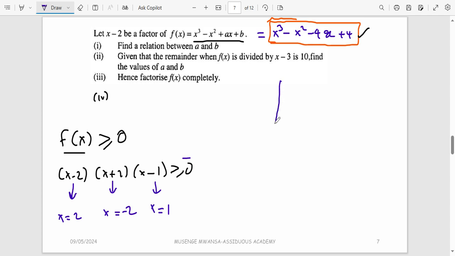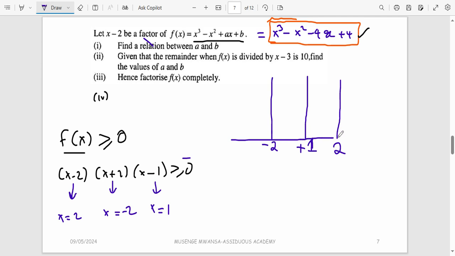So what do you do? Get the factors that you found after equating to 0. Write them on a number line. The smallest of these values you found is a -2. Write it here. The next one is a -1. Write it there. Is it a -1? It's a +1. And then the biggest is a +2. Now write the factors that you equated to 0 to find these numbers. The first one was x minus 2. The second one was x plus 2.